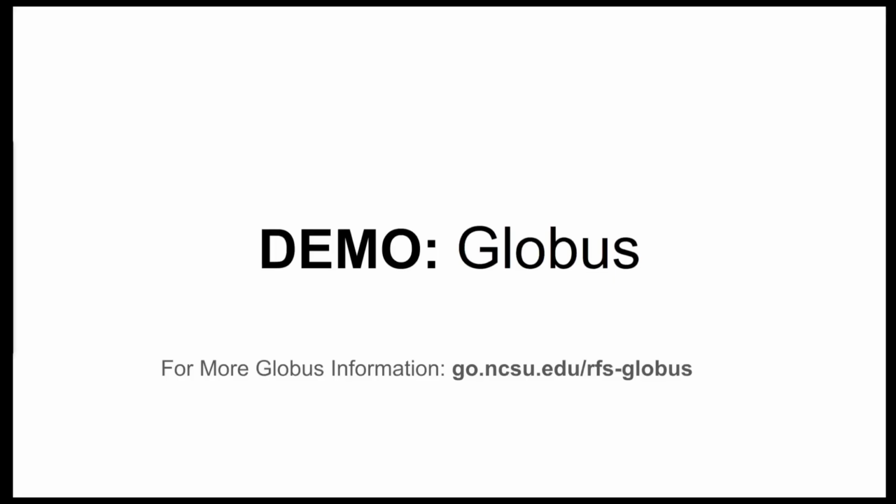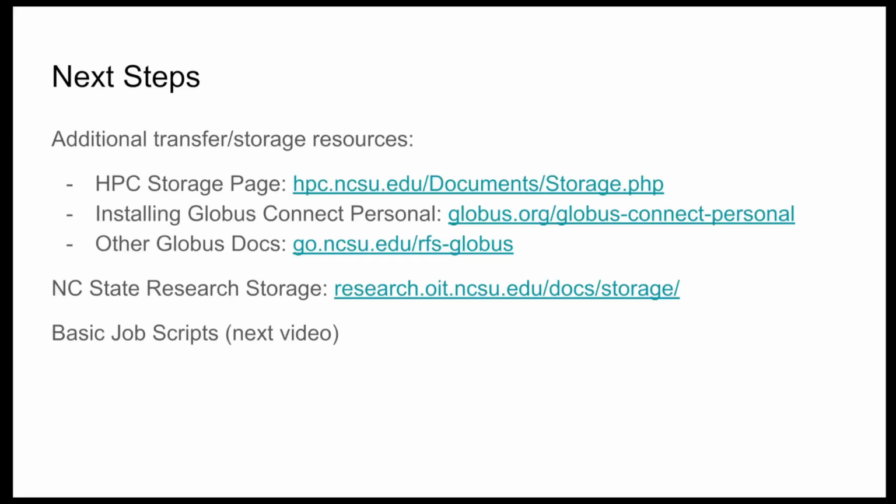If you'd like more info about setting up Globus Connect Personal or the other functionalities you can unlock with Globus, I'd recommend going to our documentation page at go.ncsu.edu/rfs-globus. This will have a little collection of the most up-to-date documentation for using Globus in general and at NC State specifically. And with that, we've just about wrapped up our Part 2 of an Intro to HPC at NC State, File Transfer and Storage.